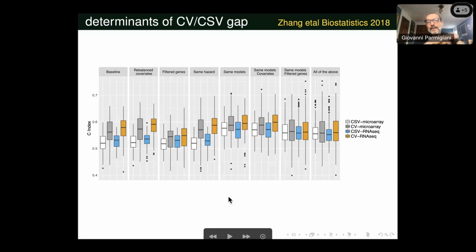And then we finally equalize what is here described as the model, which describes the relationship between the features and the outcome. So we essentially took out what computer scientists sometimes call the concept shift and made the relationship between features and outcome the same, and that's what really gets you to remove the gap between cross-validation and cross-study validation.